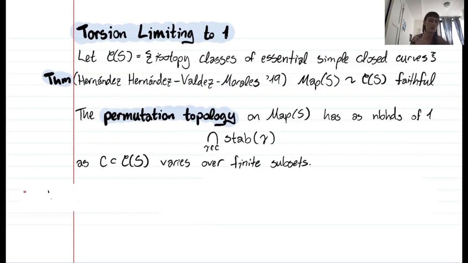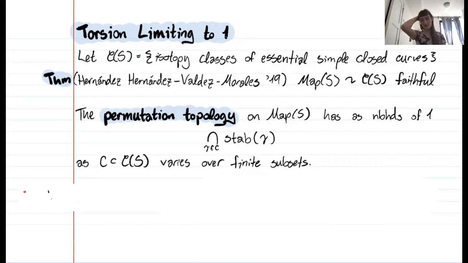Given an action of a group on a set, you can always define a topology on the group in the following way. It's called the permutation topology. And to define the topology on a group, you just need to specify what your neighborhoods of the identity are. And for us, they're going to be intersections over finite subsets of C of S of stabilizers of points. So this is a general construction you can always do. You're looking at stabilizers of finite subsets of your set. So in our case, stabilizers of simple closed curves.